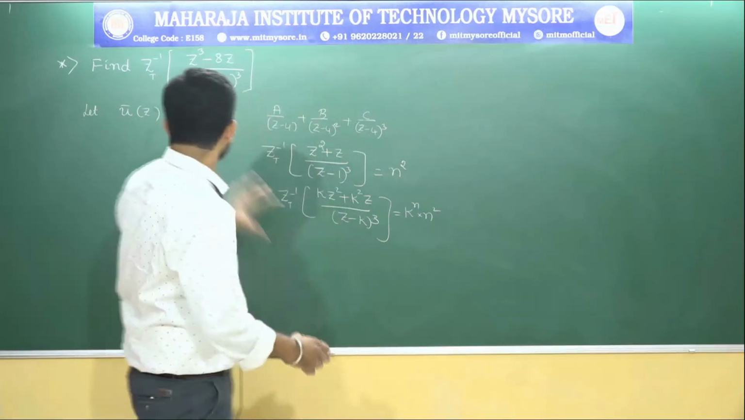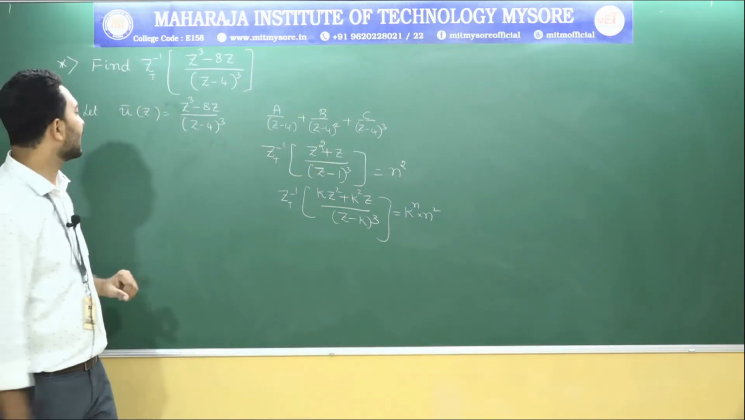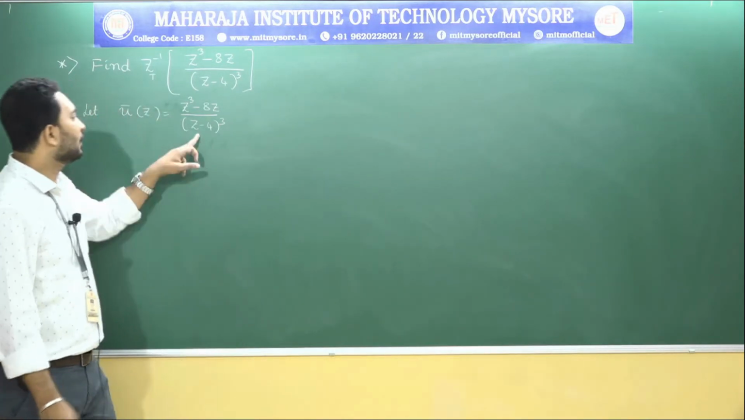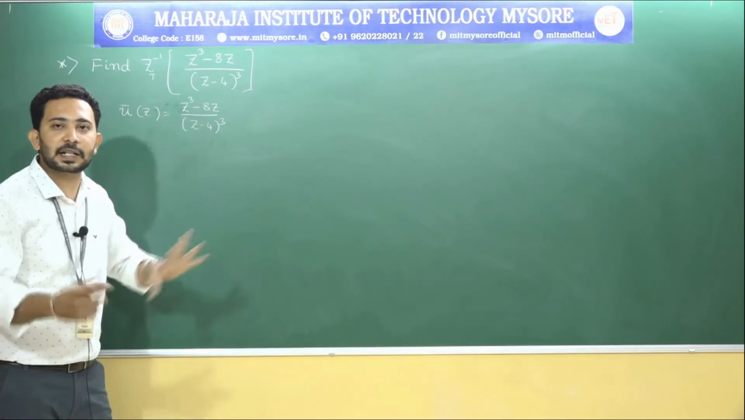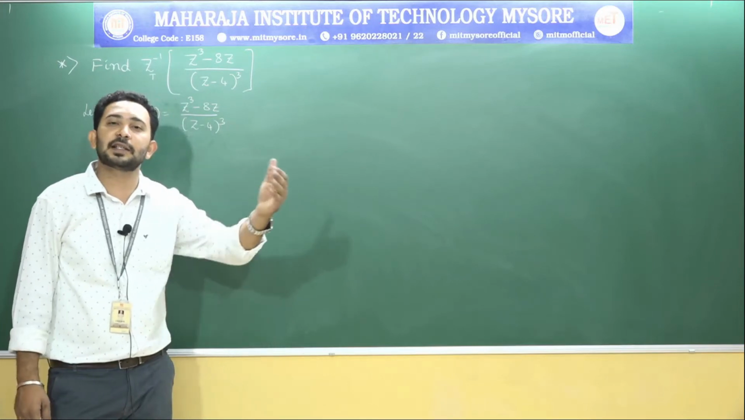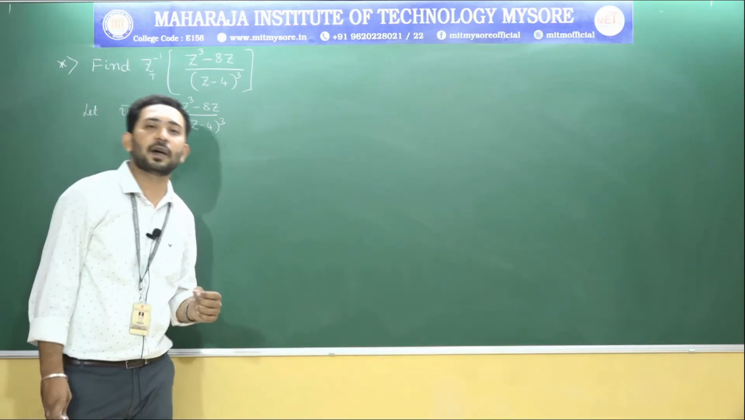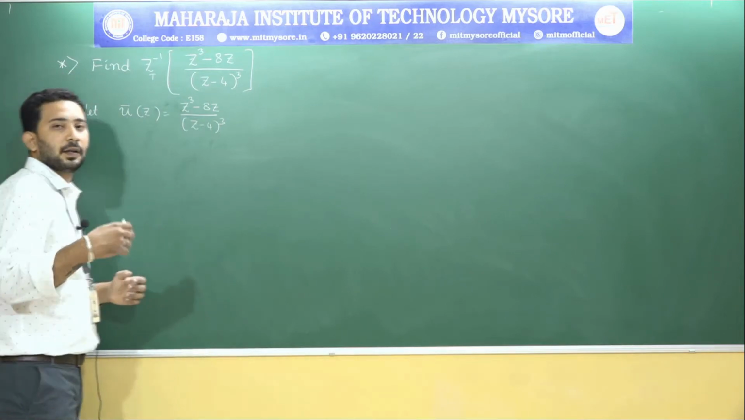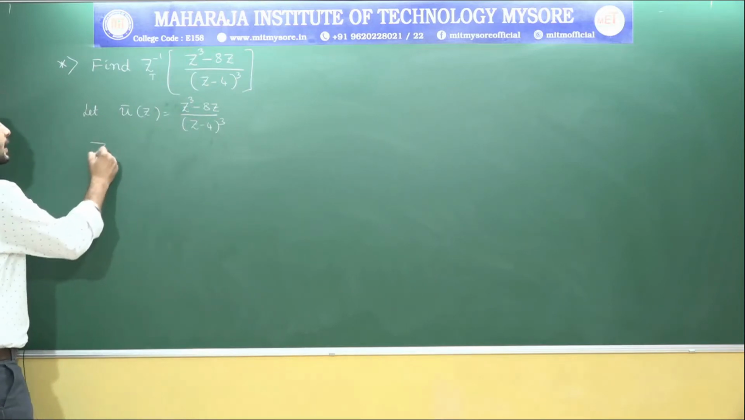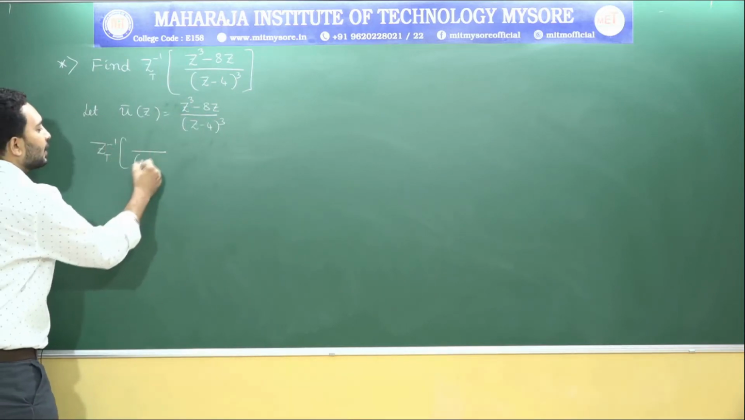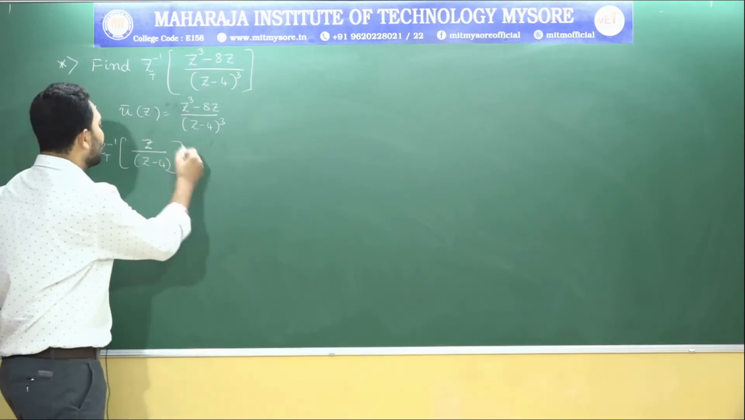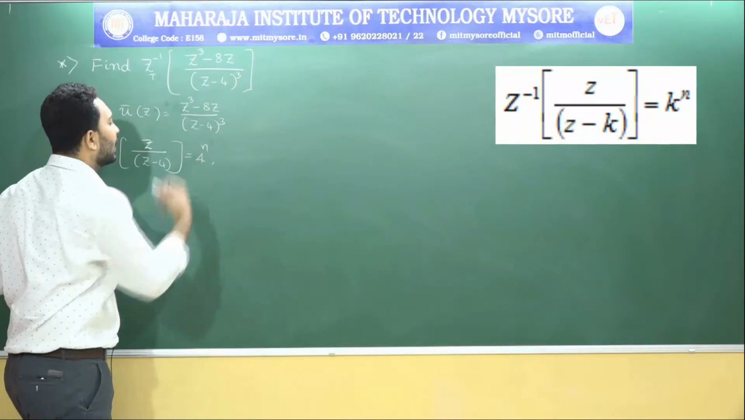First we need to rearrange this z cube minus 8z divided by z minus 4 whole cube. As I already mentioned, if we have z minus 4 whole cube, we'll get the partial fractions as a divided by z minus 4, b divided by z minus 4 whole square plus c divided by z minus 4 whole cube. For that purpose, to find the inverse z transformation, we should make some arrangements, that is, if we have z minus 4 in the denominator, then we should have z here. The inverse of this is 4 power n.